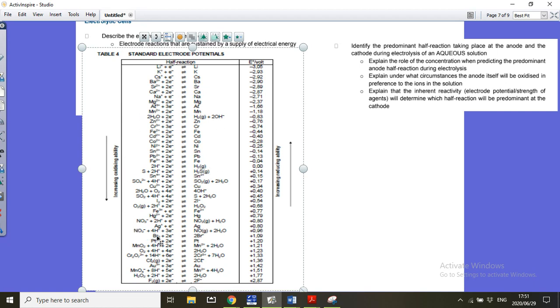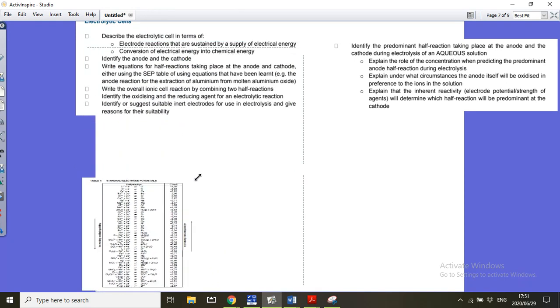You find all your substances. The one highest on this side is the strongest reducing agent and therefore would rather be oxidized. The one on the bottom, the strongest oxidizing agent, would rather be reduced. Please, that sentence is super important. I cannot repeat it enough times.